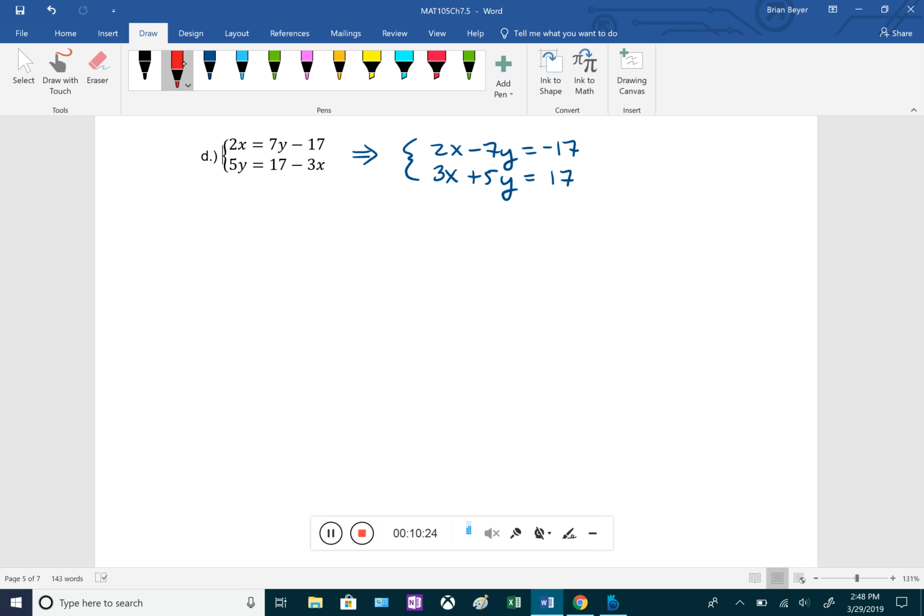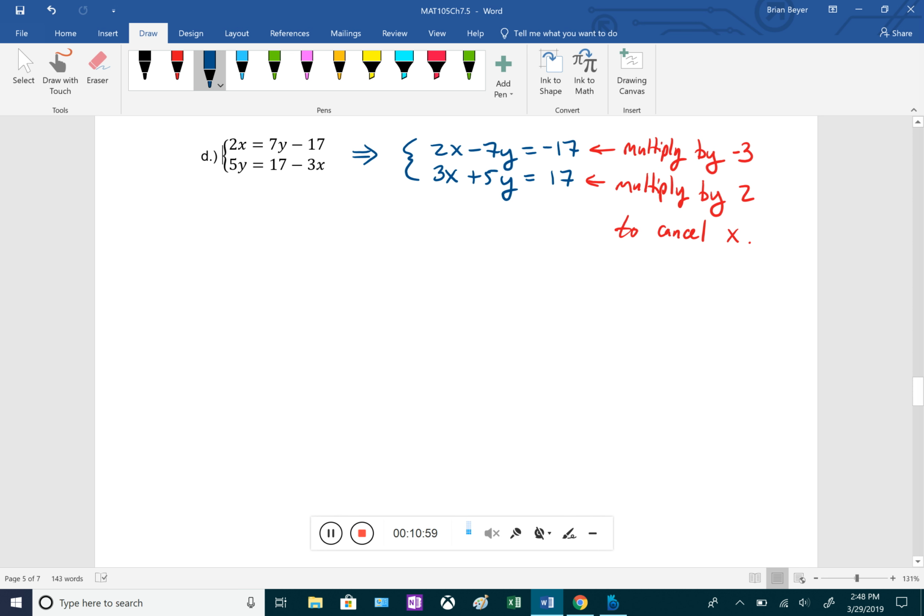So in order to get the same coefficient on the x, the same coefficient would be 6 or -6. That means we're going to have to multiply the first one by -3, and we can multiply the second one by +2. So that'll give us a -6 and a +6 for the x coefficients. We chose 6 because it was the least common multiple between 2 and 3.